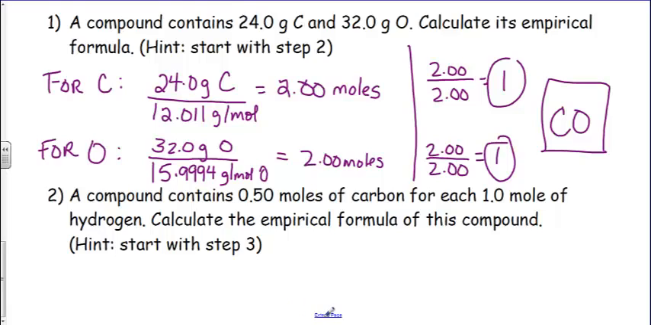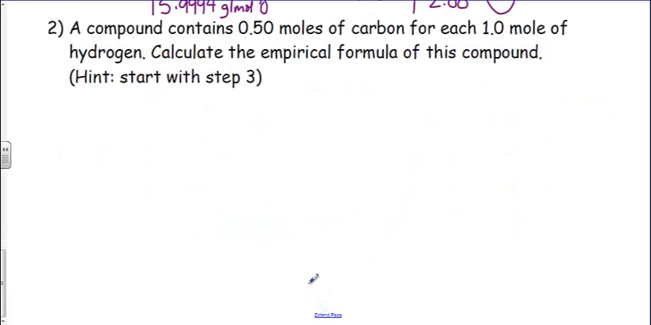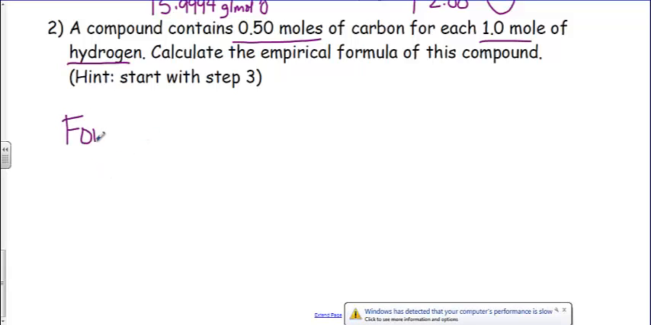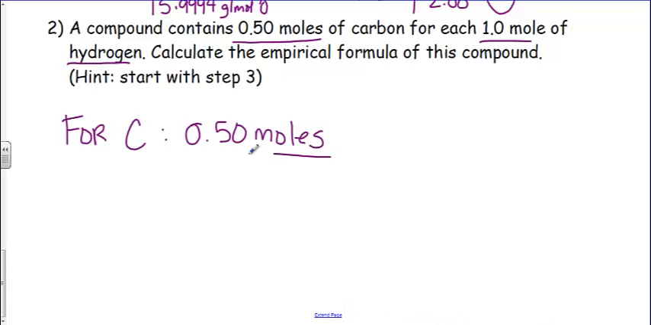Number 2 says a compound contains 0.50 moles of carbon and 1 mole of hydrogen. Well, we don't need to figure out grams here. We're already at moles. So we can just skip ahead and start with step 3. For carbon, they give us the number of moles, 0.50 moles. It says to divide by the lowest number of moles, which is 0.50 in our problem. So this will give us 1, a nice whole number.